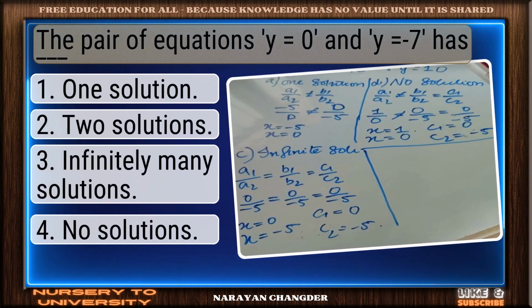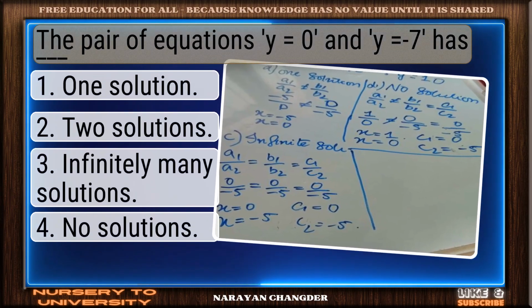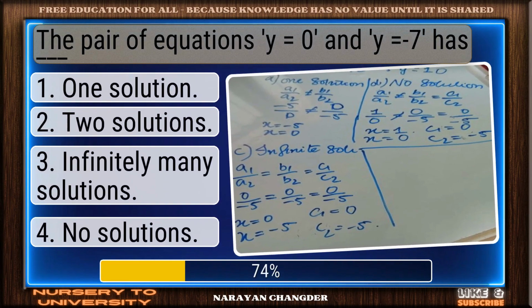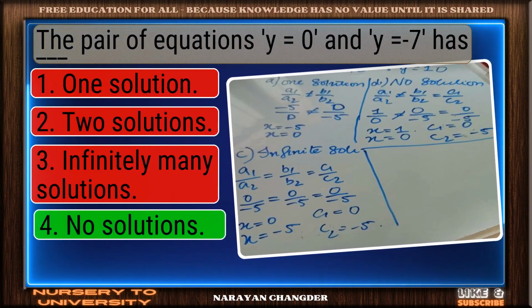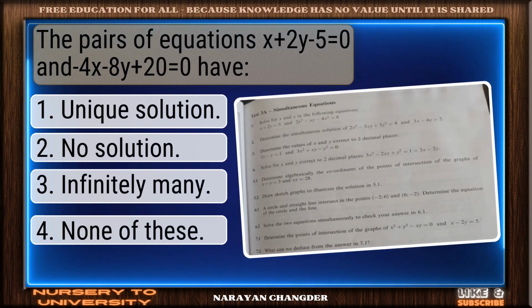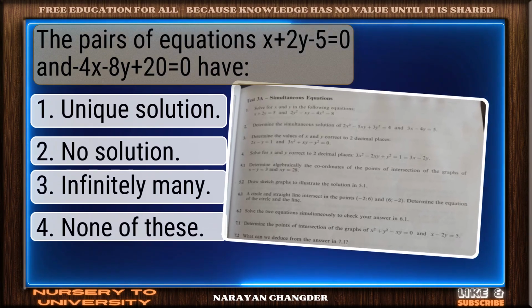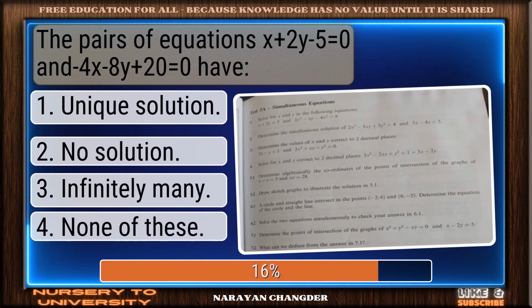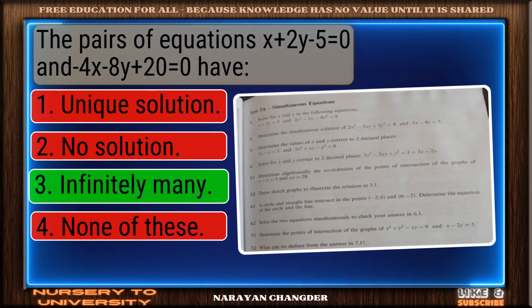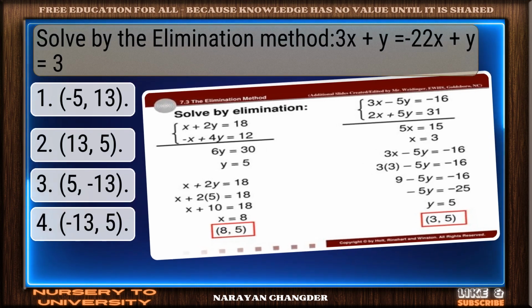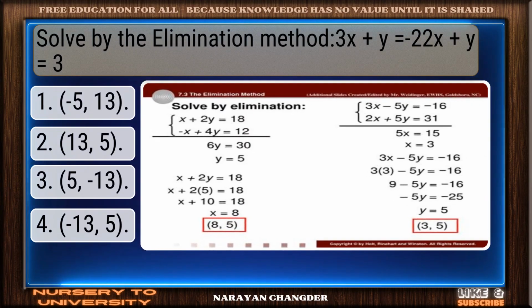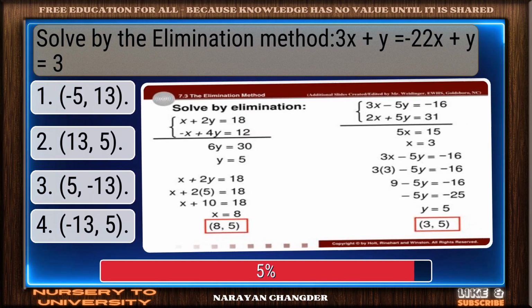The pair of equations x equal to 0 and y equal to 7 has dash. Perfect. No solutions is the one. The pair of equations x plus 2y equal to 5 and 4x plus 8y equal to 20 have. Well picked. Infinitely many is correct. Solve by the elimination method. 3x plus y equal to 22, x plus y equal to 3.